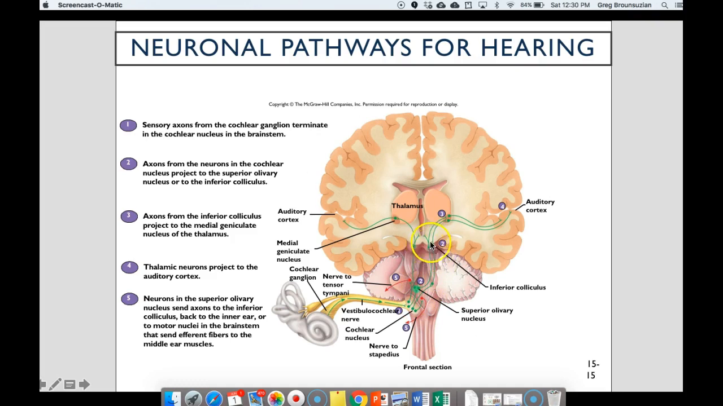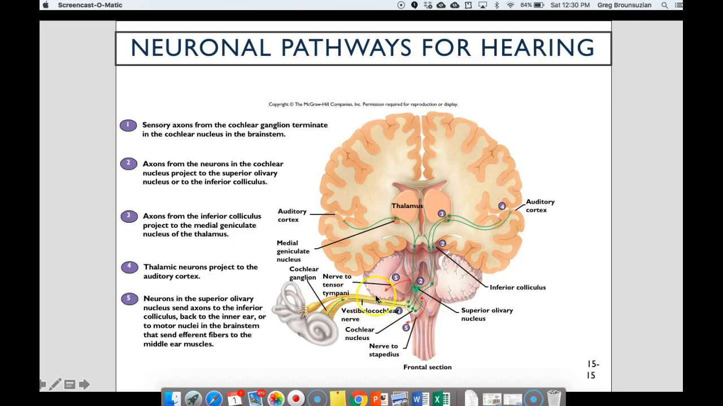From there, we are going to travel to a special nucleus within the thalamus. This is termed the medial geniculate nucleus. And from there, an axon will carry that sensory information over to our auditory cortex within our temporal lobe.